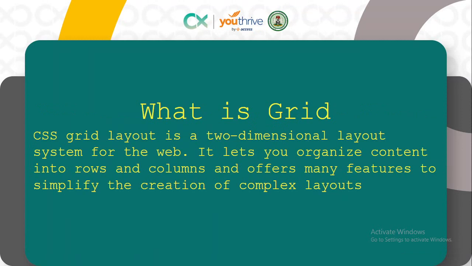What is grid? CSS grid layout is a two-dimensional layout system for the web. It lets you organize content into rows and columns and offers many features to simplify the creation of complex layouts. So by this definition, we see that a grid is more advanced than flex. But what is a grid layout?